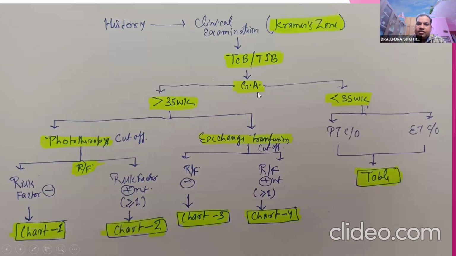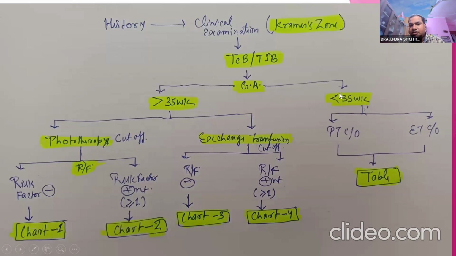Now we check the gestational age. If gestational age is more than 35 weeks, then we go for the phototherapy cutoff and we look for the risk factor. Chart number 1 is used for phototherapy without risk factor, and chart number 2 for the phototherapy cutoff with one or more risk factors. Chart number 3 is for the exchange cutoff without risk factor, and chart number 4 for the exchange cutoff with one or more risk factors.